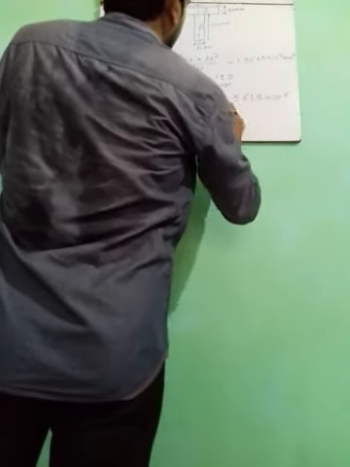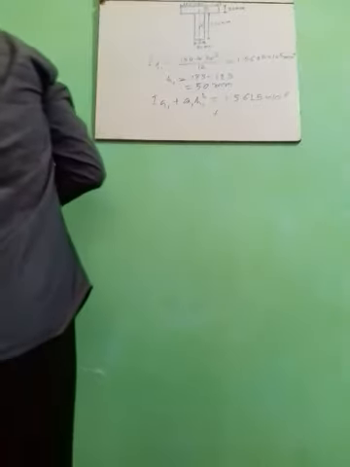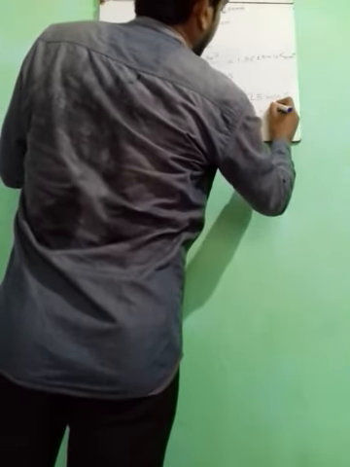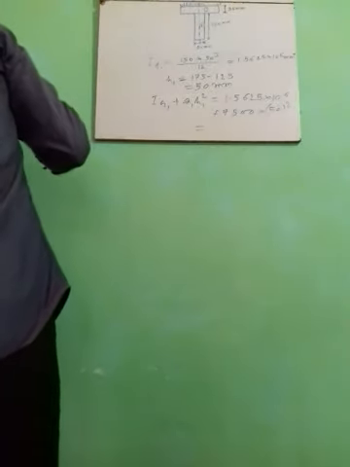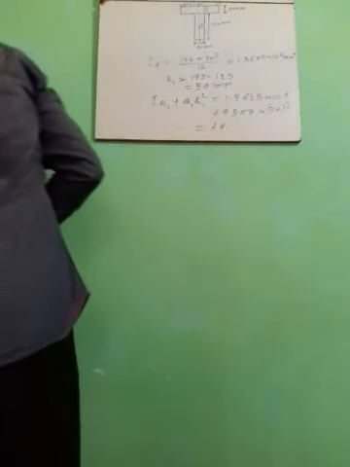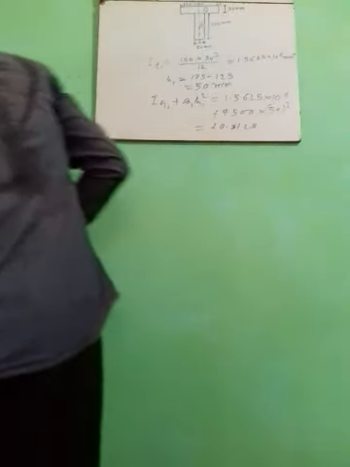putting the values: 1.5625 into 10 to the power 6 plus A1. What is the value of A1? A1 value is 7500, into H1 is 50, so 50 square. So this is the moment of inertia of the first figure about the x-axis, and the value is equal to 20.3125 into 10 to the power 6 mm to the power 4.